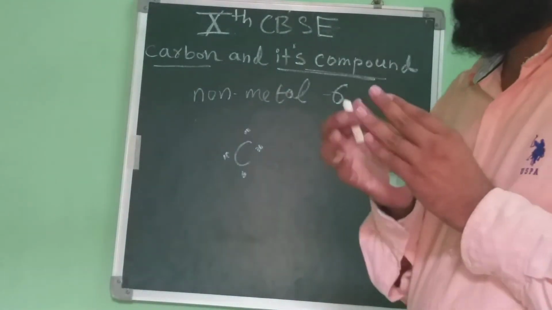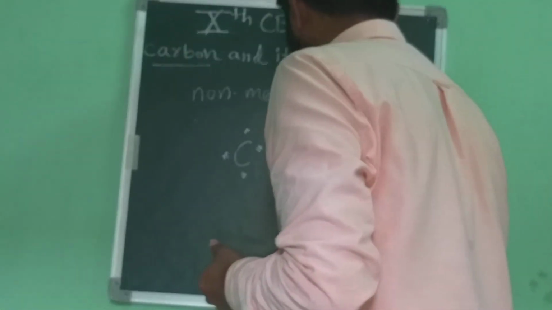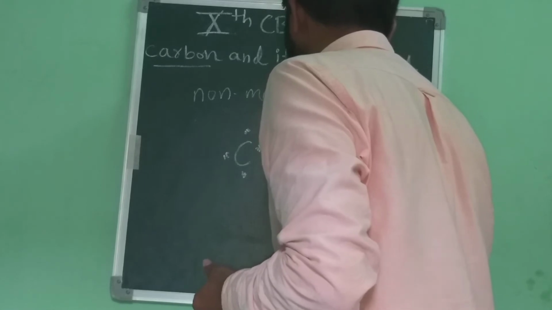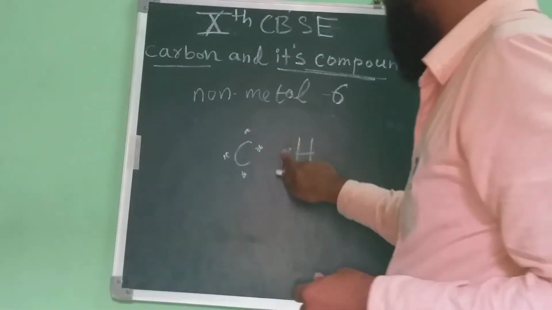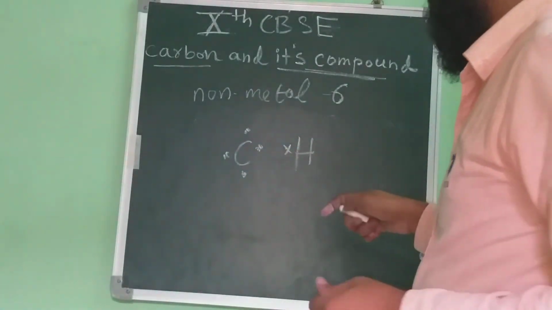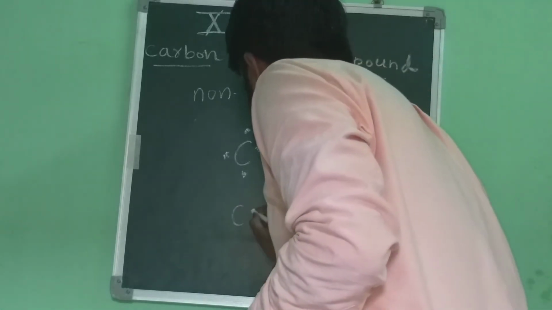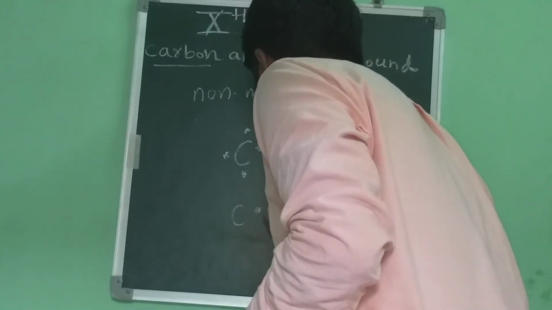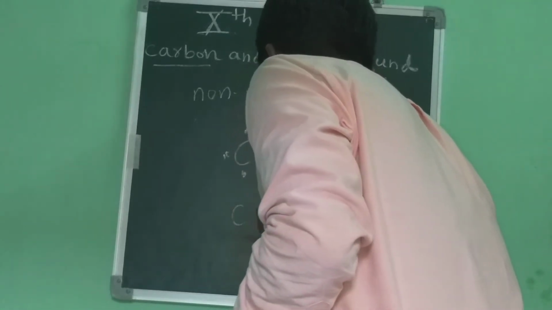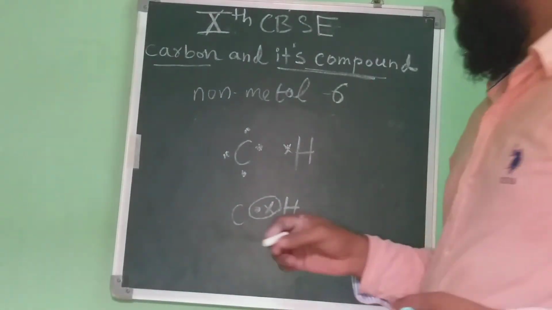Now what does carbon do? It shares. For example, this is hydrogen, and hydrogen has 1 electron. This is the electron of hydrogen. Carbon mutually shares its electron with hydrogen. Sharing is like this. Look at this, it's carbon's electron, and this is hydrogen's electron. This is a sharing of carbon and hydrogen electrons, and it forms a bond.